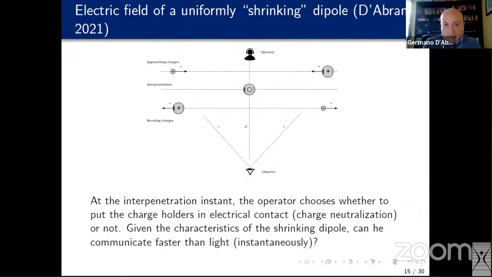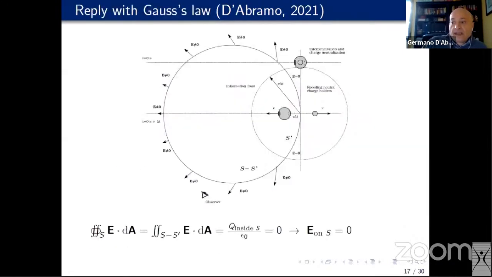Sorry, I go back to the previous slide. According to the retarded view, even if the operator puts in electrical contact the two spheres, the observer should still measure a field different from zero, at least for a time equal to the time needed by light to reach the distant observer, and this light should carry the information of the electrical contact. In fact, it can be demonstrated that this objection is not compatible with Gauss's law.